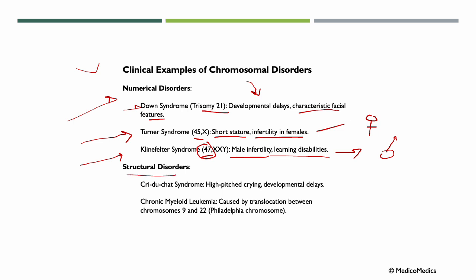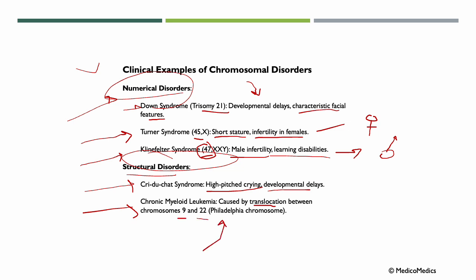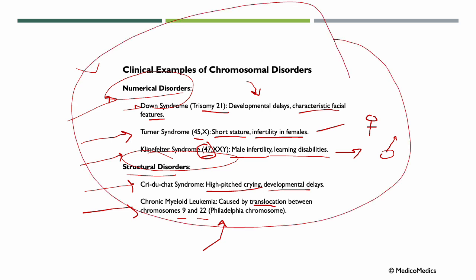What are some structural disorders then? We talked about numerical. What is structural? Cri-du-chat syndrome, for example. And typically it's a high-pitched crying in infants, and you see developmental delays. Chronic myeloid leukemia is caused by a translocation between chromosome 9 and 22, also called the Philadelphia chromosome. So some of these disorders are caused by having too many or too few chromosomes, while others result from broken or rearranged pieces.